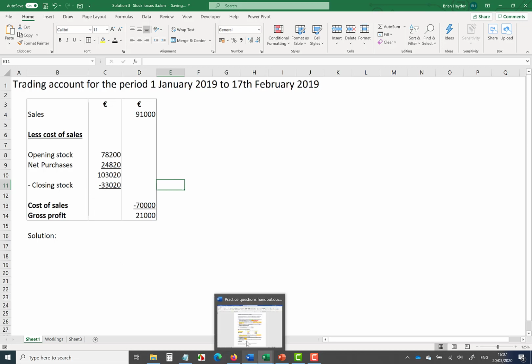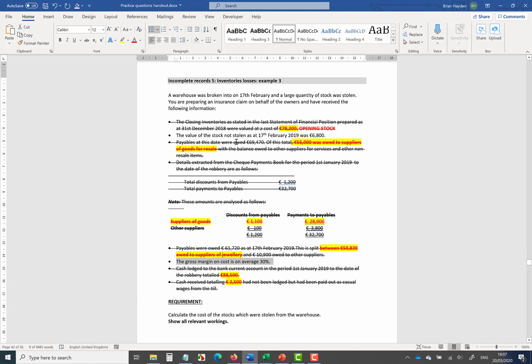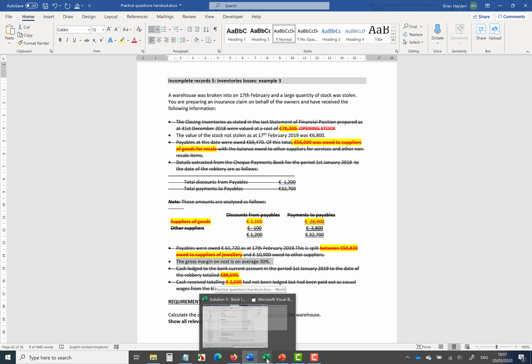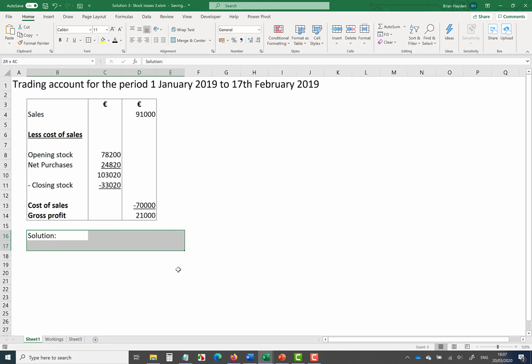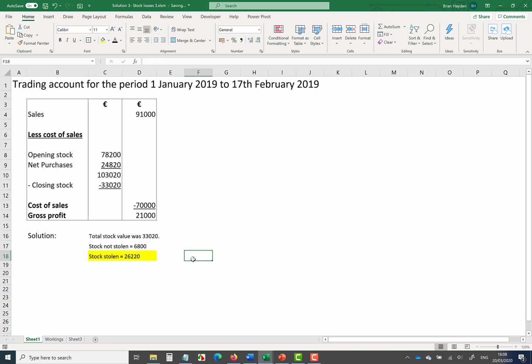But we know from the question that some of it was not stolen. The value of the stock not stolen was 6,800. So 6,800 wasn't stolen. So therefore, if we had 33,020, okay, so total stock was 33,020, but the bit not stolen was 6,800. So the stolen material added up to 26,220. There's your solution to the question. So you would expect an insurance claim in the region of 26,000 euros in respect of stock.